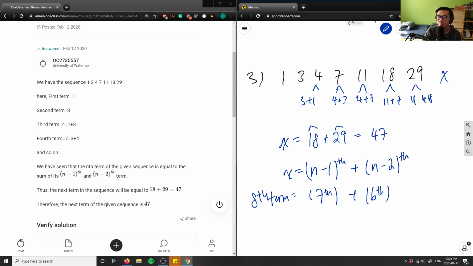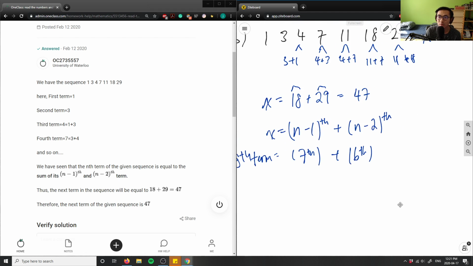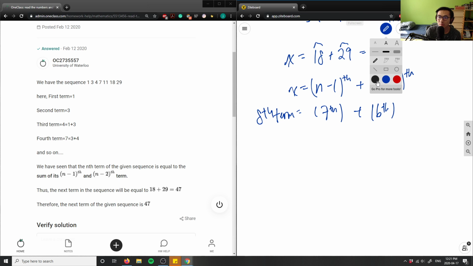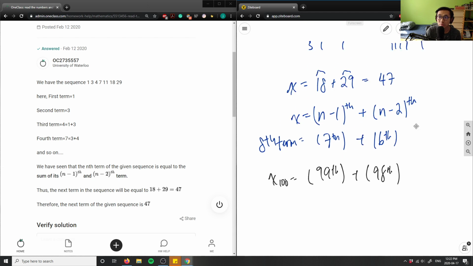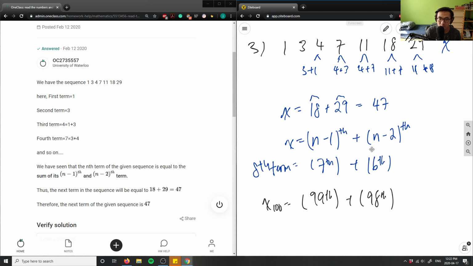So if you ask me, okay, what is the 100th term in this case? Let's say the 100th term would be simply just the 99th term plus the 98th term, right? So that's what we know from this problem here. The sequence depends on the previous two numbers. So this here is our sequence.